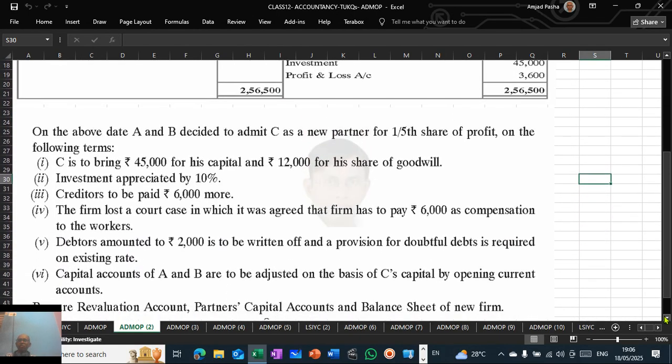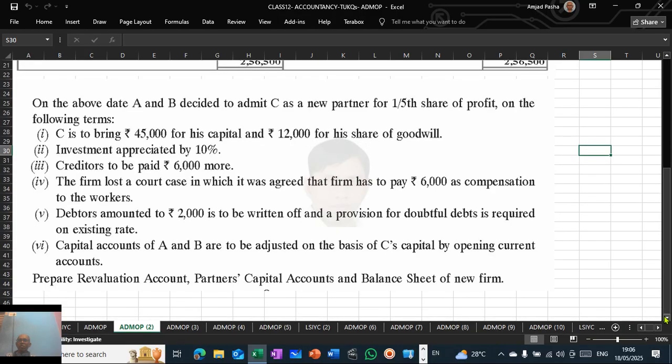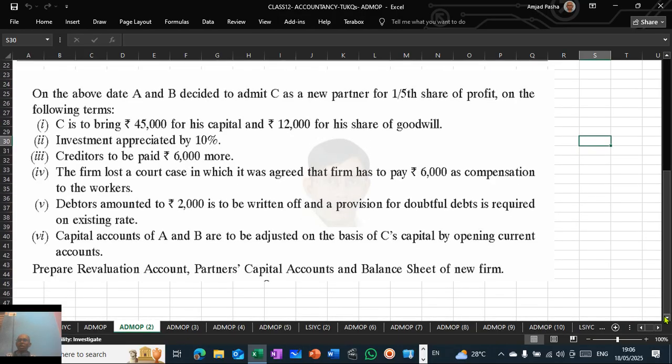C is to bring rupees 45,000 for his capital and 12,000 for his share of goodwill. Investment appreciated by 10%, creditors to be paid at 6% more. The firm lost a court case in which it was agreed that the firm has to pay 6,000 as compensation to the vendors. Debtors amounting to 2,000 are to be written off and a provision for doubtful debts is required on existing debtors. Capital accounts of A and B are to be adjusted on the basis of C's capital by opening current accounts. Prepare the revaluation account, partners' capital accounts, and balance sheet of the new firm.